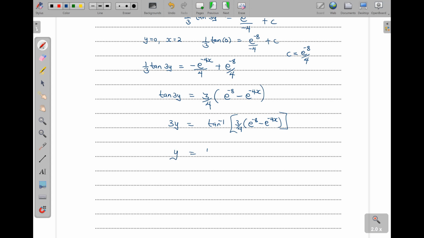So meaning y is going to be a third of the arctan of 3 over 4, then e power negative 8 minus e power negative 4x, like that. So this is going to be our answer.